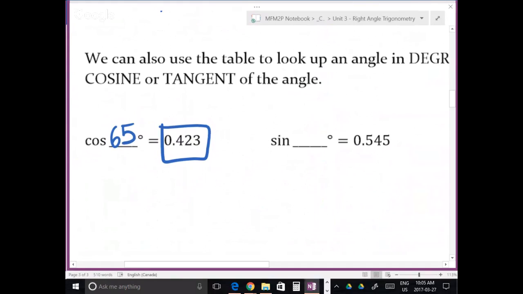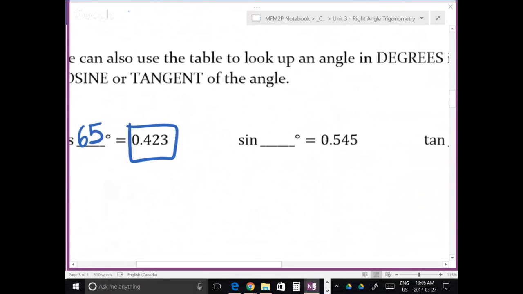Try the next two. And look at you, you're so good. And just be careful. Make sure if it's sine, you're looking in the sine column. If it's tan, make sure you're looking in the tan column. If it's cos, make sure you're looking in the cos column.